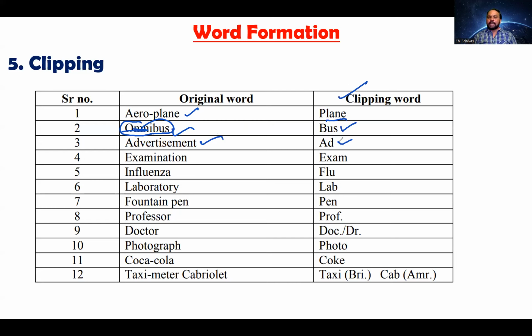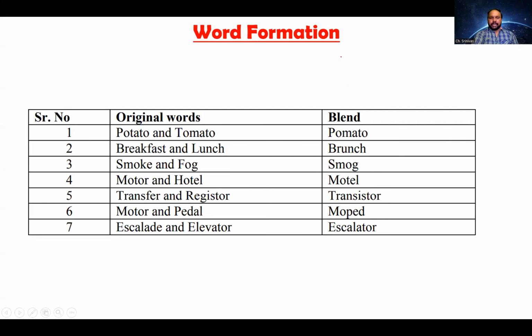Advertisement, we call it ad. Examination, exam. Influenza, flu. Laboratory, lab. Actually, it is fountain pen, but we made it short by removing fountain. We just call it pen. Photograph, photo. Coca-Cola, Coke. This is the concept of clipping. This is the fifth process of forming new words. The next one is blending or blend.